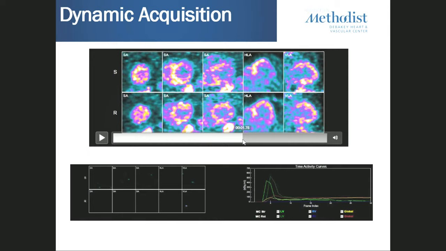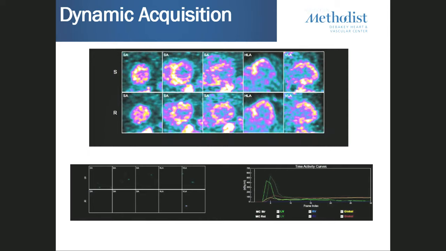So this allows me to do mathematical modeling and come up with how much blood made it into the ventricle, of which how much of it made it to the myocardium. And there are different complex mathematical models that will fit this data and will give you the myocardial blood flow.